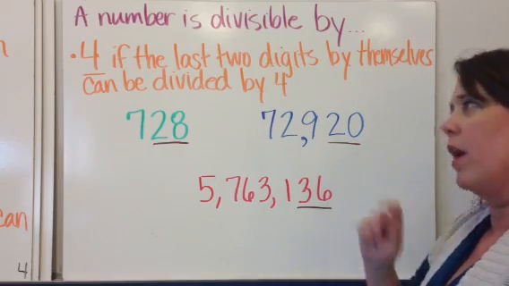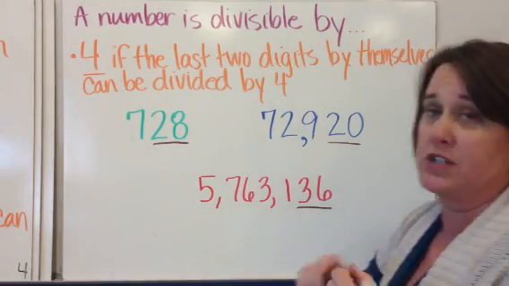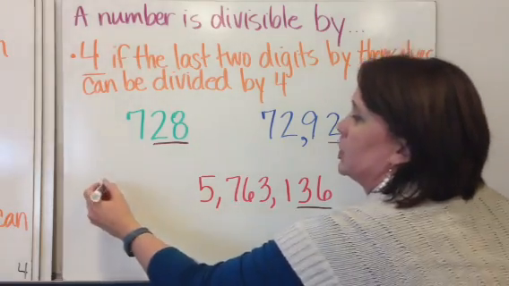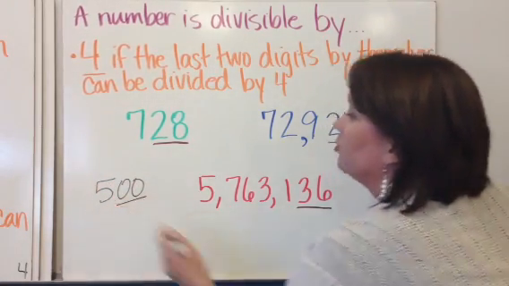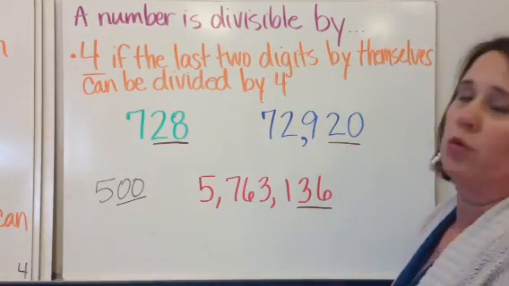5,763,136. By the way, another one that I didn't put down, I'm going to put down now, is if a number ends in 2 zeros, like 500, if the last 2 digits are zeros, then 4 will go into that as well.